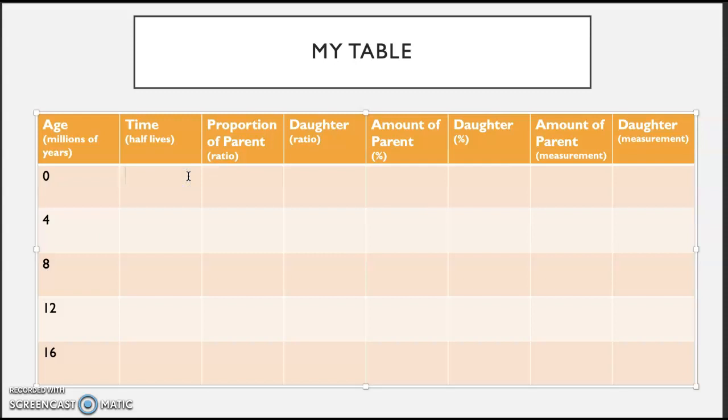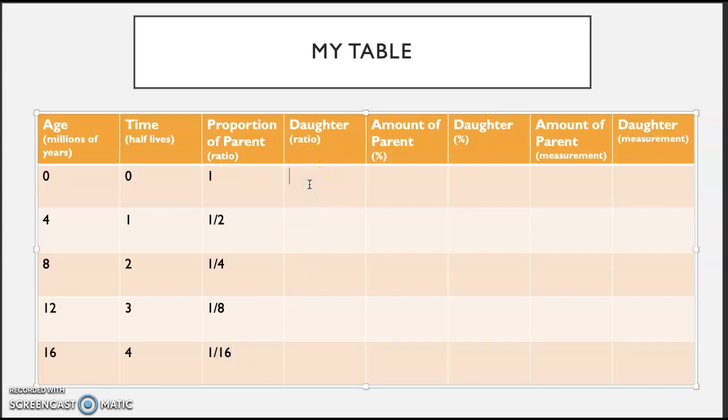And for the time, we start the clock at 0, and then we go up, obviously, 1 half-life, 2 half-lives, 3 half-lives, 4 half-lives. And then the proportion of the parent ratio, obviously, you're cutting it in half, so you start with a whole, and then you go to a half, and then half of a half is a quarter, or a fourth, and then half of a fourth is an eighth, and then obviously half of an eighth is a 16th. That's a bit of a mouthful.